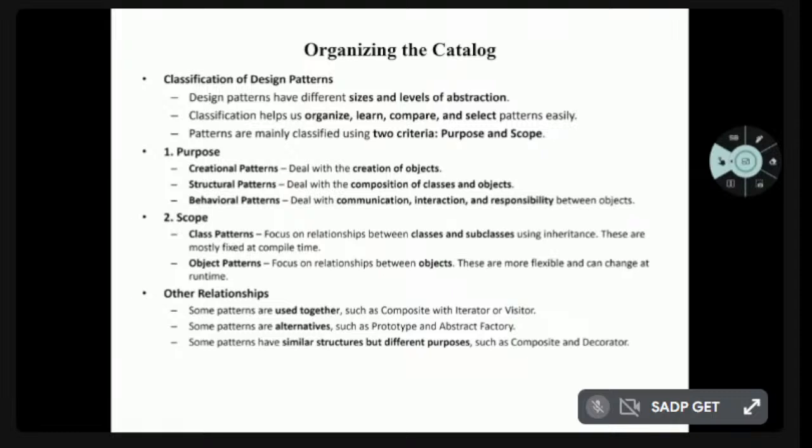At each level, patterns have their relationships, and some patterns are used together, some as alternatives. That is, one pattern can be used one time and the other another time, for example prototype and abstract factory. Other, similar patterns are available for multiple or different purposes. So this is how we are going to organize our available catalogs.